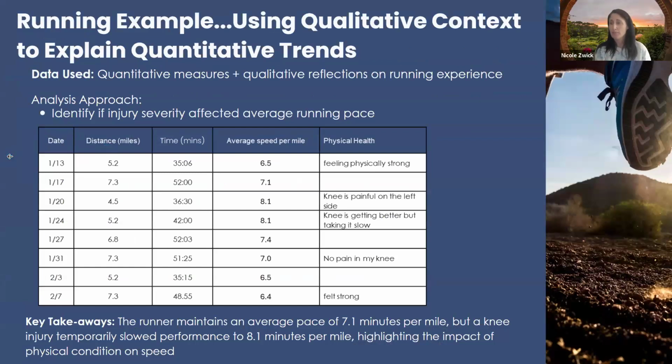So a couple of things that I pulled out from this is looking at this with a qualitative context to really explain a quantitative trend. This is one of the classic ways to look at both of them together. I'm using the distance, the time, my constructive variable, the average speed per mile, and the physical health. And what I'm seeing is that the runner maintained this really great pace, but had some slowing that occurred right at about the same time as what looks like a knee injury. So there may be something going on with physical condition affecting the speed. Something we wouldn't have gotten if we didn't look at them together.